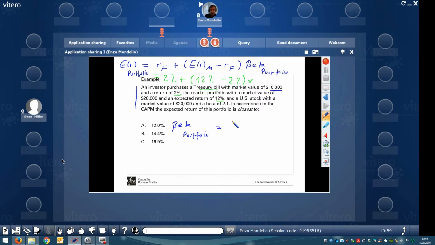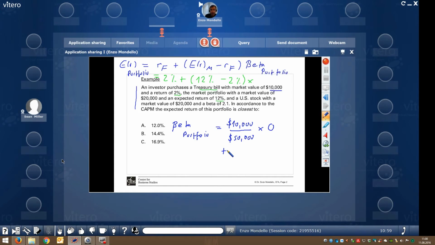So to calculate now the weight of the treasury bill, we take its market value of $10,000 and we divide it by the market value of the portfolio of $50,000. And now please note, because the T-bill, right, is a risk-free security, its risk is 0, so that means that the beta as a market risk measure is 0 then for the T-bill.